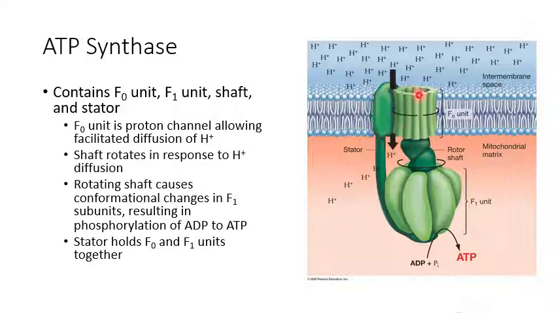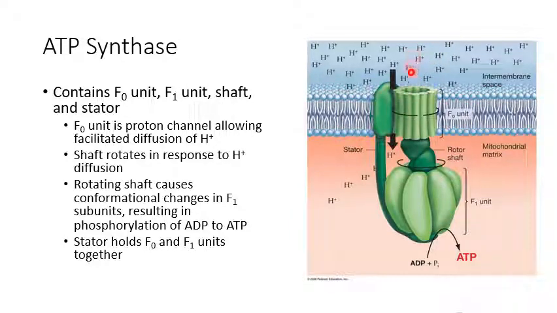So the F0 unit is basically a protein channel that allows protons to cross through it. These protons are going to be flowing through this channel, going down their concentration gradient and across the membrane. So this is a form of facilitated diffusion, because the protons are just diffusing across the membrane down their concentration gradient, going through the channel that the F0 unit provides.